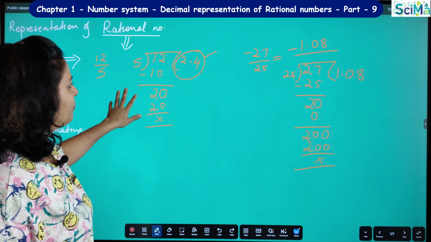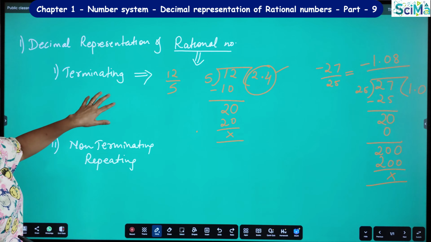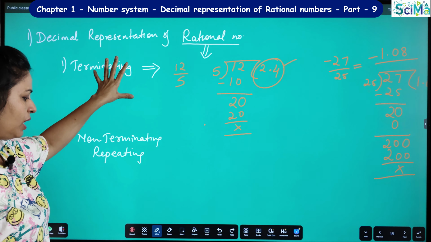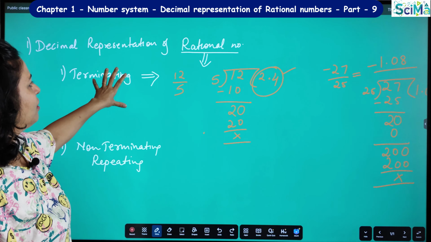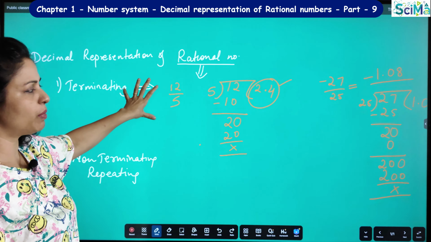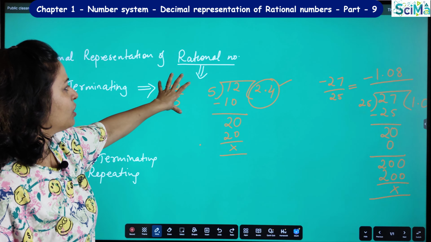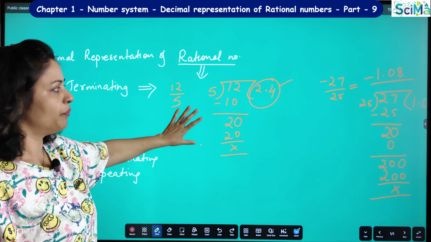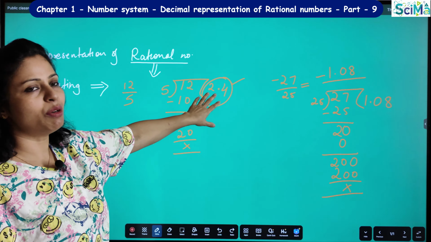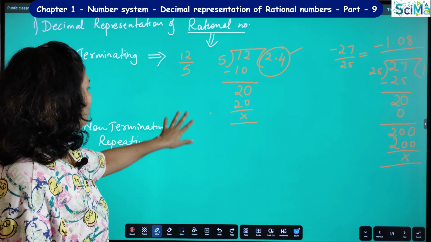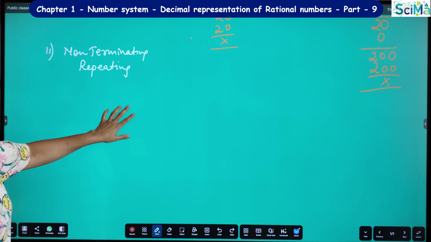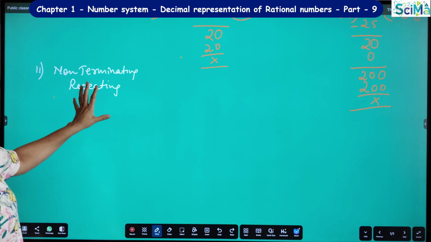Okay, so these are the two examples I have given you for terminating. When there is a terminating decimal expansion of a rational number, when we divide, it gets terminated. That is how we get the decimal form. Now the second case: the non-terminating and repeating form.